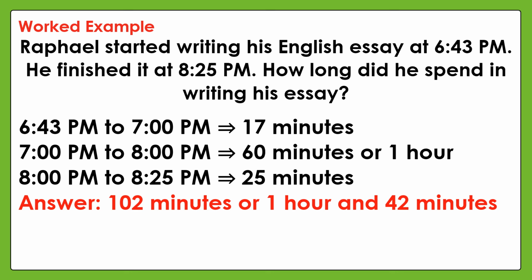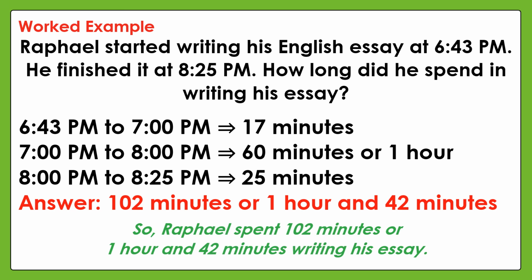Here's the solution. 6:43 p.m. to 7 o'clock p.m. that is 17 minutes. 7 o'clock p.m. to 8 o'clock p.m. that is 60 minutes or 1 hour. 8 o'clock p.m. to 8:25 p.m. that is 25 minutes. The answer, 102 minutes or 1 hour and 42 minutes. So, Rafael spent 102 minutes or 1 hour and 42 minutes writing his essay.